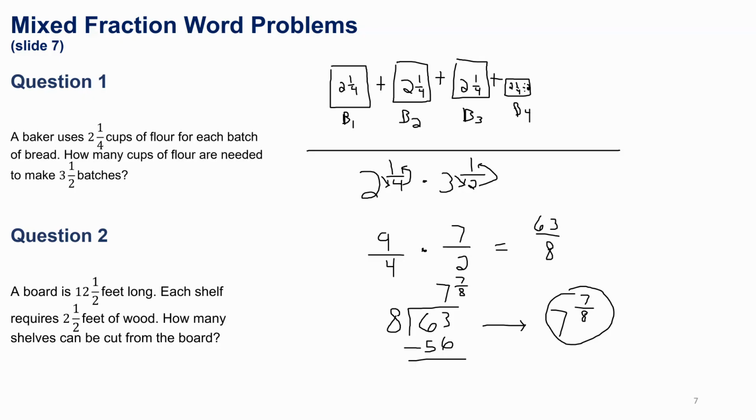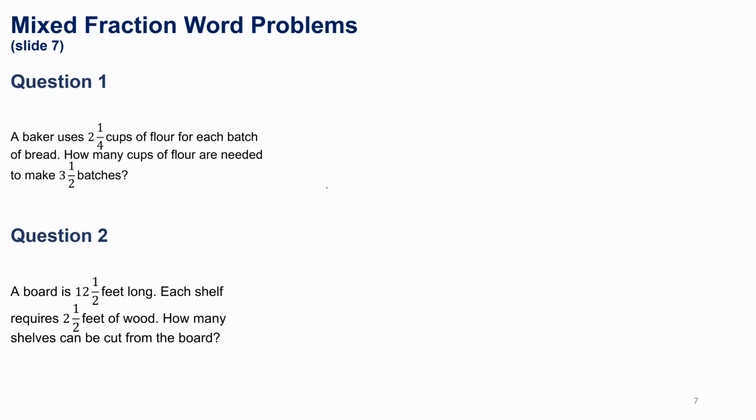So that's question 1. Question 2 then, a board is 12.5 feet long. So if I kind of draw this out again, this board is 12.5 feet long in total. Then we're making some shelves. So each shelf requires 2.5 feet of wood. How many shelves can be cut from the board?